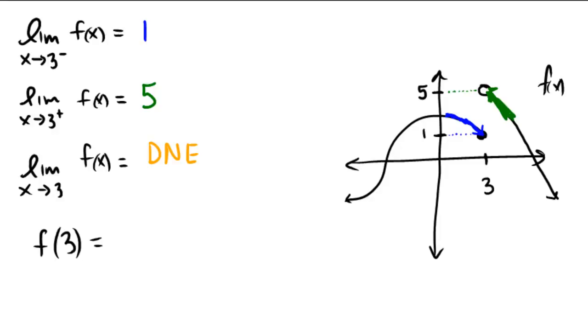However, f of 3 itself does exist. The open dot on the right branch means we wouldn't follow that rule. The closed dot that was located on the left-hand branch would say that the f of 3 is actually equal to the value of +1. So that's the answers for these questions.